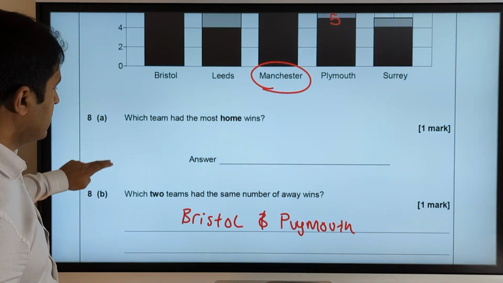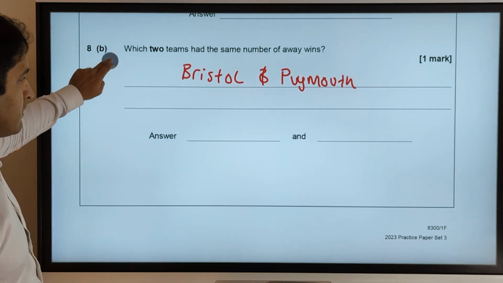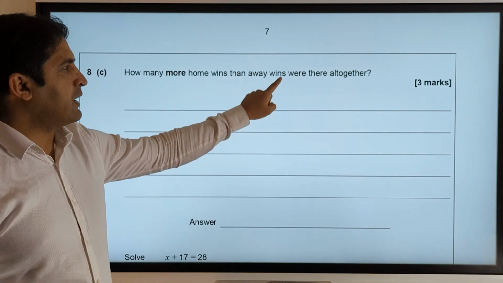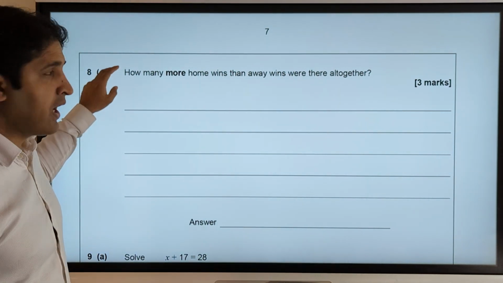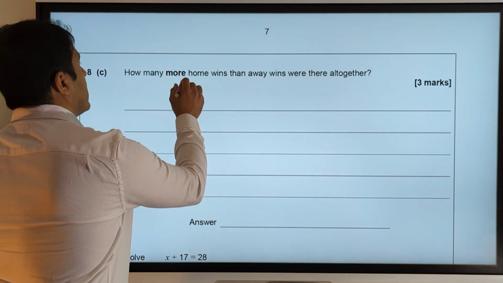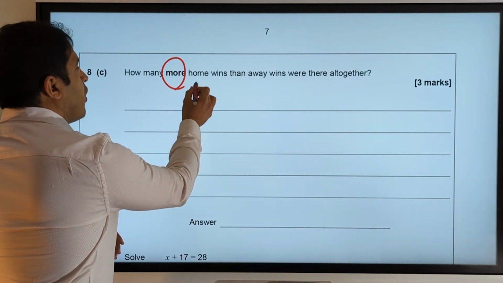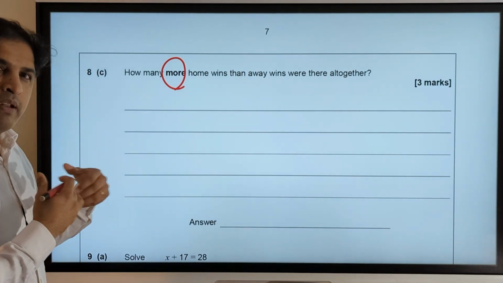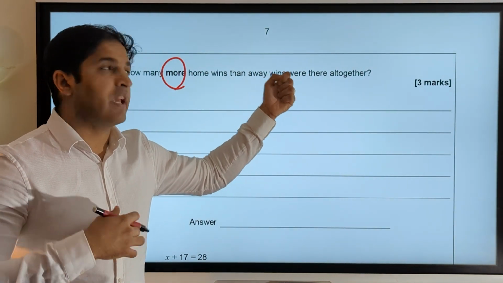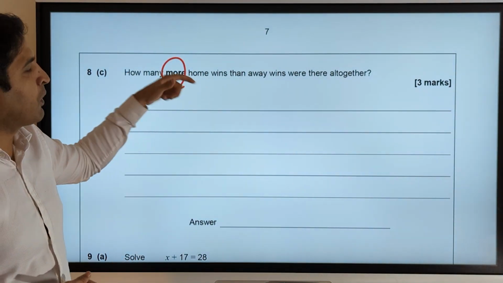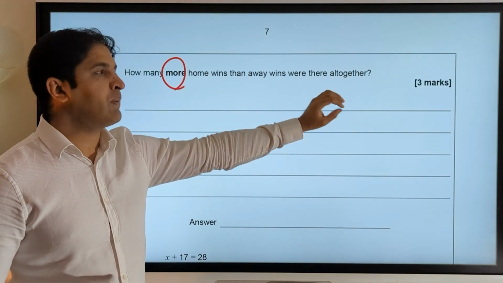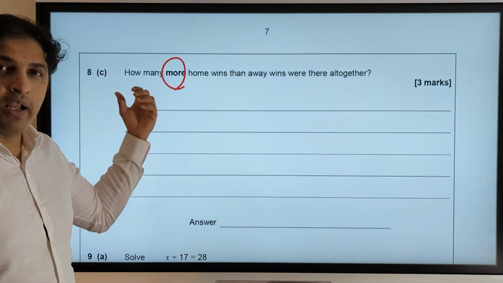We still need to use the bars for the next question. How many more home wins than away wins were there altogether? So we need to work out how many away wins there were altogether and how many home wins there were altogether, and then we need to work out how many more home wins. How many more wins did we have at home than away? So we need to find the total for both of those, and that will get you the marks. Remember, find the total for home wins, find the total for away wins and take one away from the other.